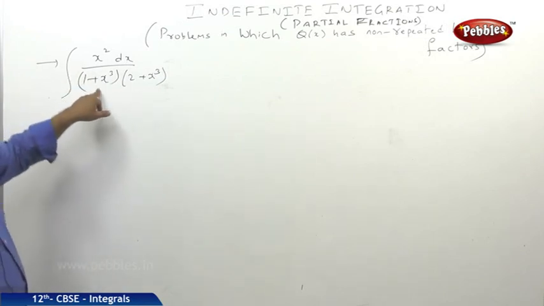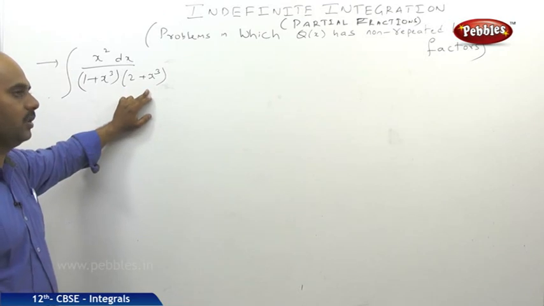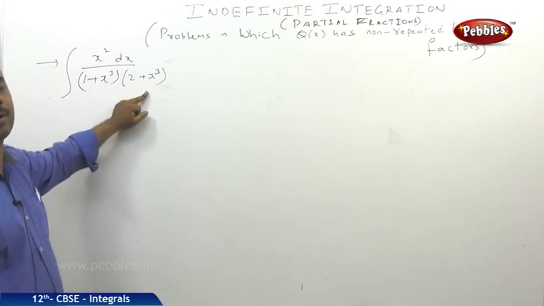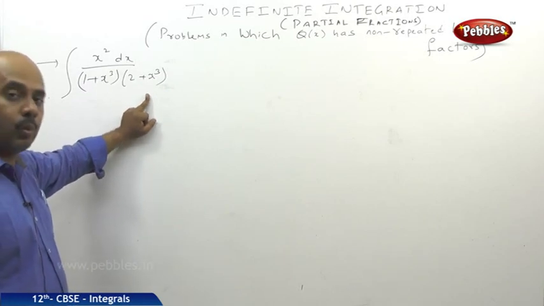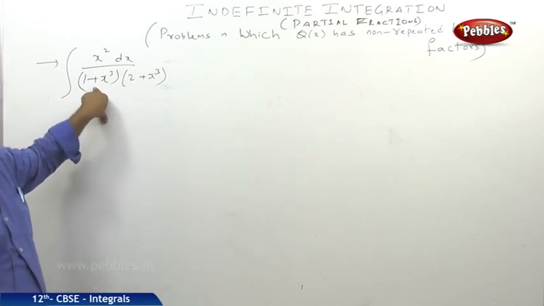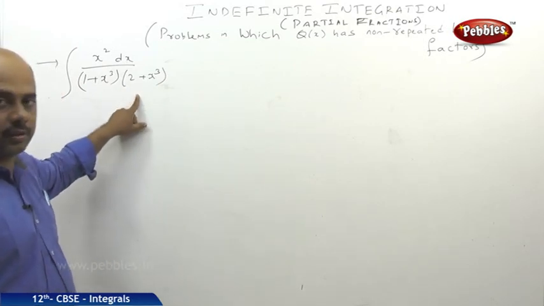Integral of x square dx upon 1 plus x cube into 2 plus x cube. What happens after seeing this problem in examination? We may feel a little bit nervous. Why? Because here the denominator 1 plus x cube into 2 plus x cube is there. It is not a linear factor.